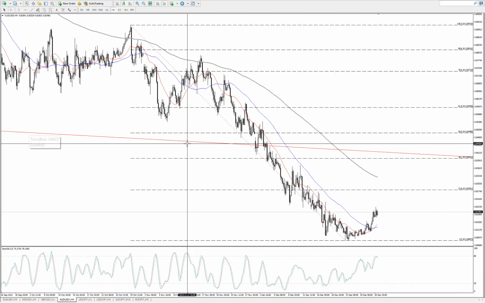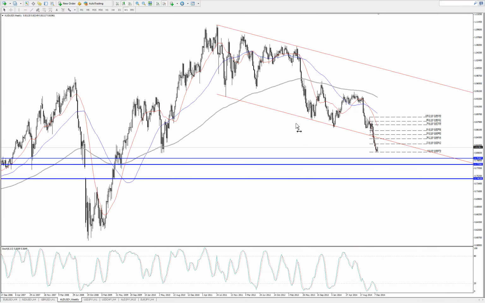And this line over here, as you can see, is based on the weekly chart, which is the bottom of the previous falling trend channel. The price might retrace, touch the bottom of the previous falling trend channel and fall further from here.